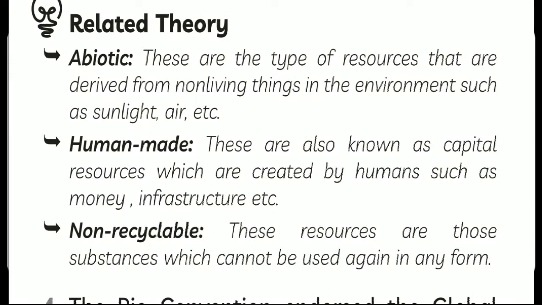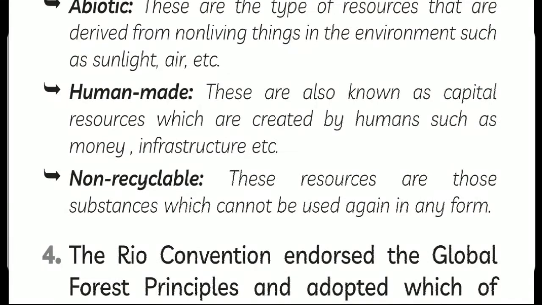Now the related theory to this question is, what is an abiotic resource? These are the type of resource that are derived from non-living things in the environment such as sunlight, air, etc. If you are asked about biotic, then they are obtained from living things. Second is human-made. These are also known as capital resources, which are created by humans such as money, infrastructure, etc. And the next is non-recyclable. These resources are those substances which cannot be used again in any form, means those which cannot be recycled at all.